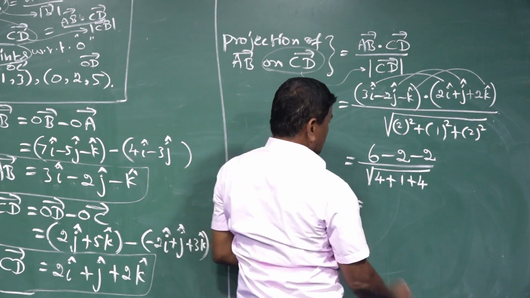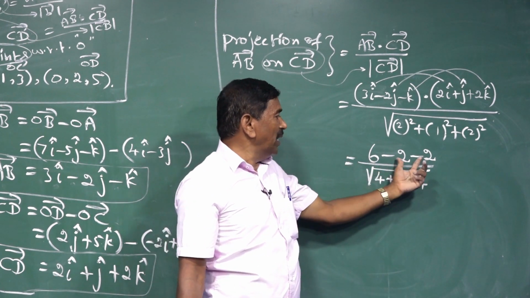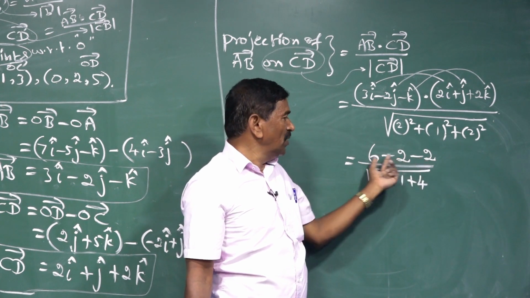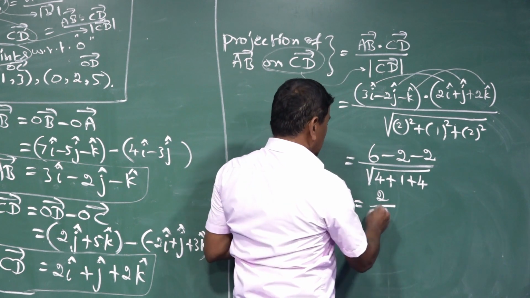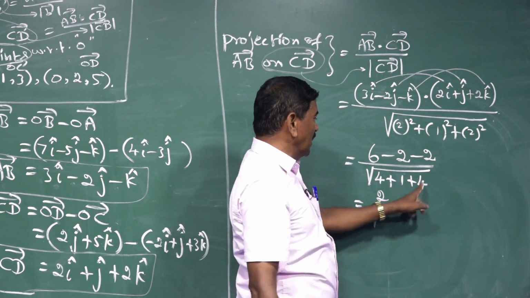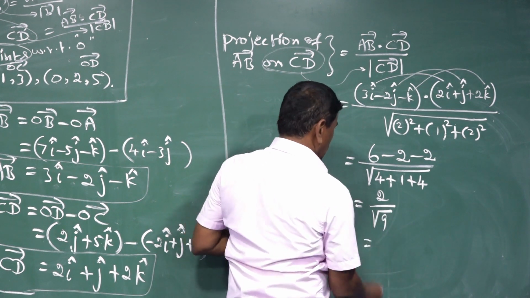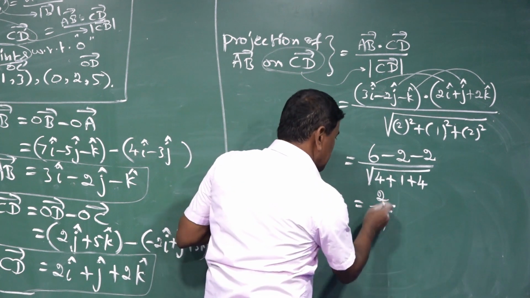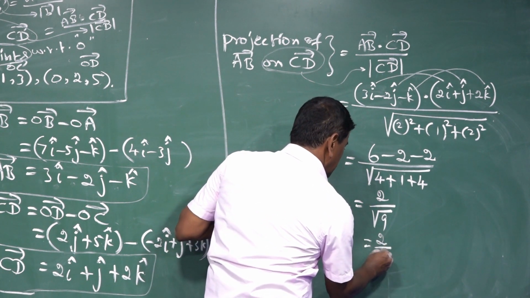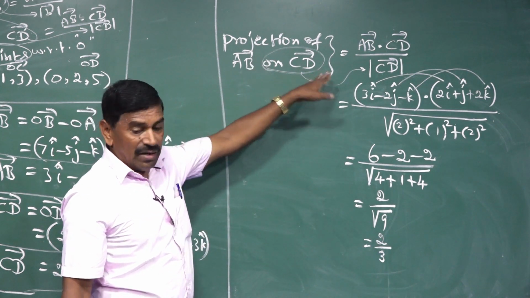Now next step, simplification. Here, minus 2 minus 2 is minus 4; 6 minus 4 equals 2. So the numerator is 2, divided by the square root of 4 plus 4 is 8, 8 plus 1 is 9, which is the square root of 9 equal to 3. That is 2 by 3. What is 2 by 3? The projection of AB vector on CD vector.